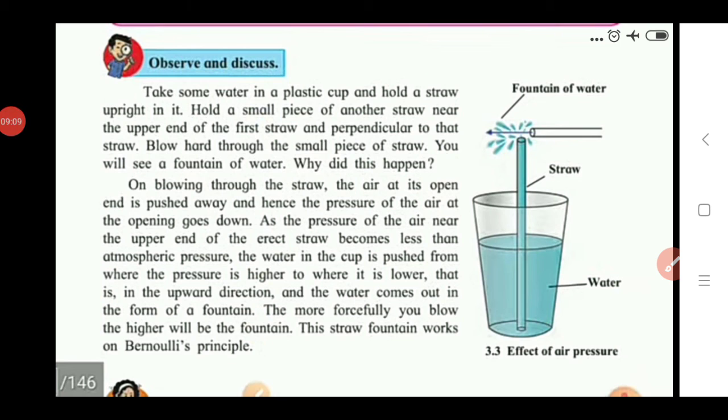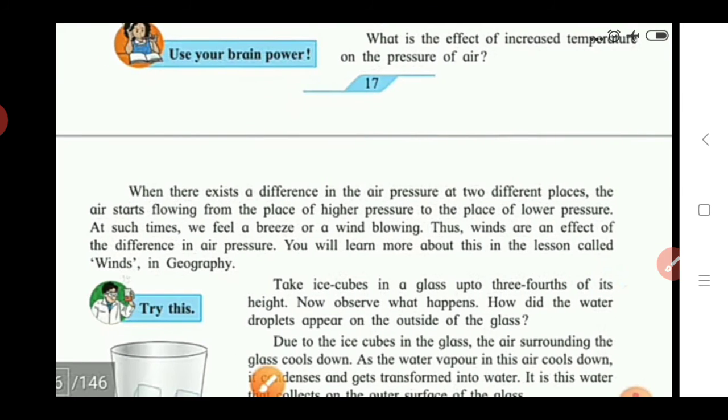So next we see the next point. They give us a question: use your brain power. What is the effect of increased temperature on the pressure of air? Means in the next step you should learn about the relation between temperature and pressure. If there is an increase in temperature, will the pressure increase or decrease? So in the next point we will learn about the effect of increase in temperature on the pressure of the air.